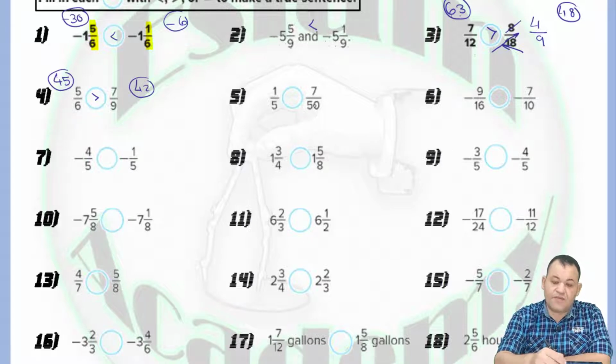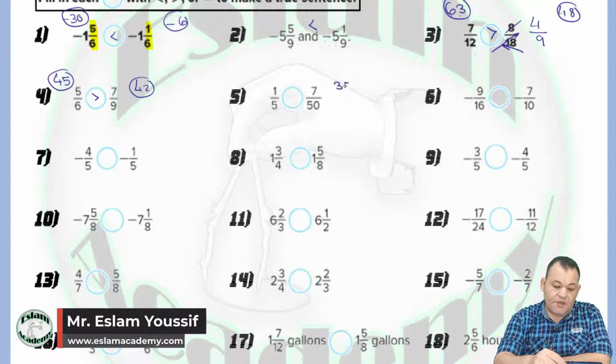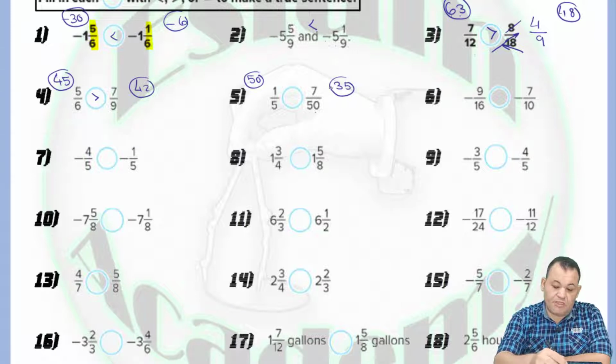1 over 5 and 7 over 50. The two fractions are written in the simplest form, so we start from down then going up. 5 multiplied by 7 equals 35, and 50 multiplied by 1 equals 50. So 50 is greater than 35, so 1 over 5 is greater than 7 over 50.